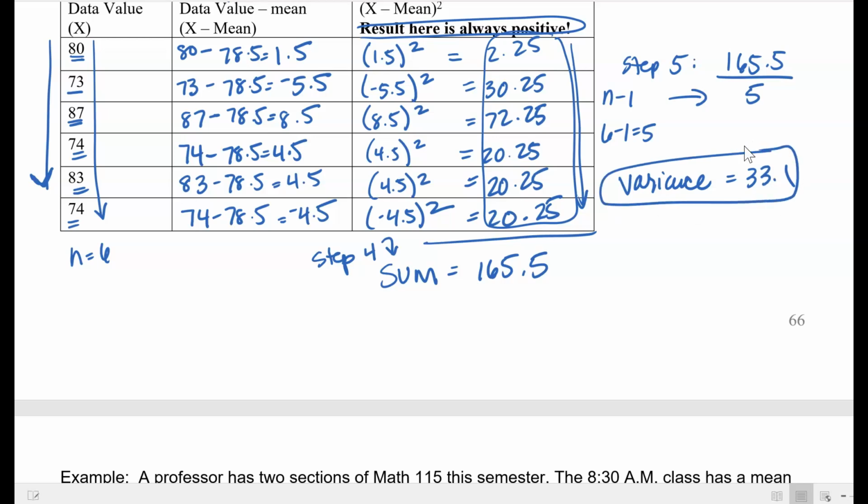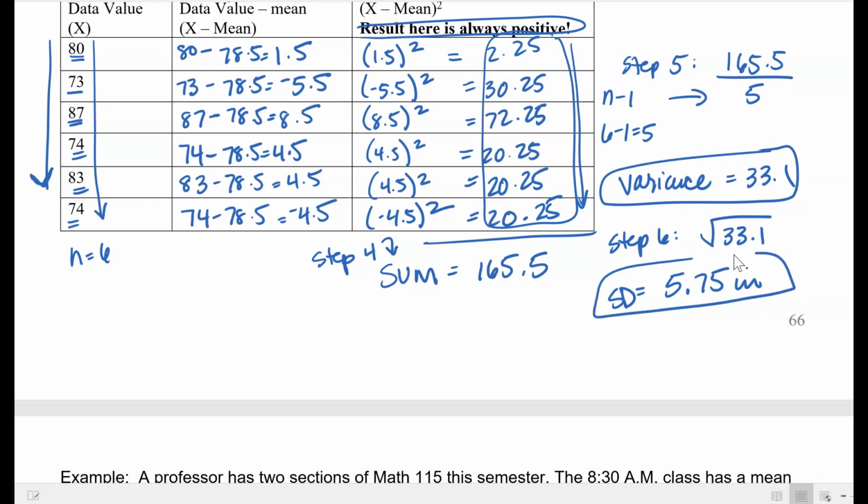The last step, step 6, is we're going to take the square root of the variance, so the square root of 33.1, and that's going to give us our standard deviation. So our standard deviation is 5.75 inches.